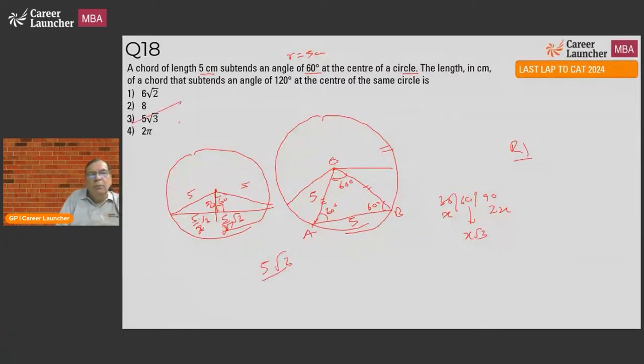Okay. So round 1 question is easy if you know the basics of geometry. What was important for me is that the moment it said the chord subtends an angle of 60 degrees at the center of the circle, it meant that the radius of the circle will be 5 centimeters, and after that it was the 30, 60, 90 jugaad that I applied.